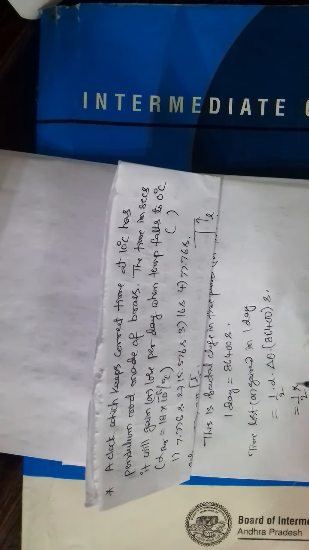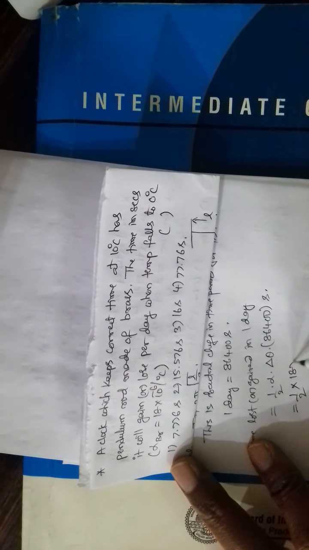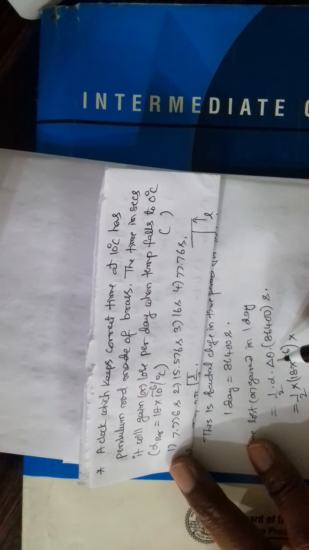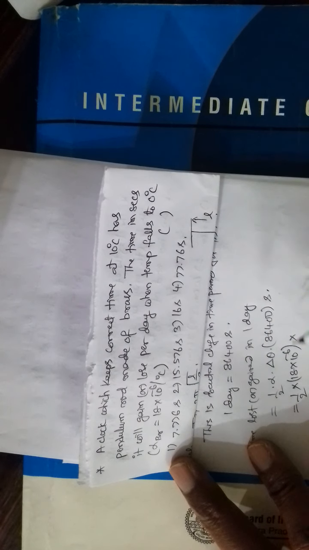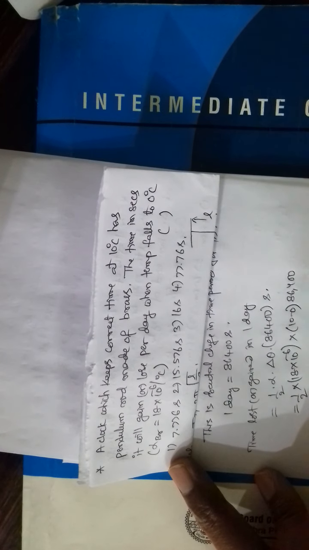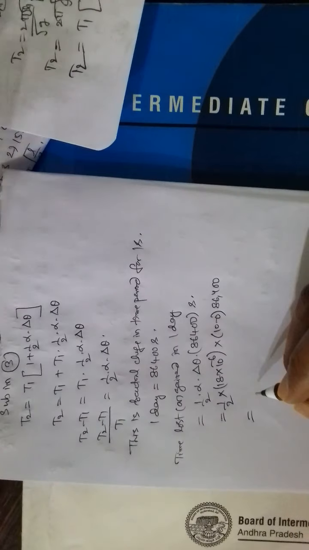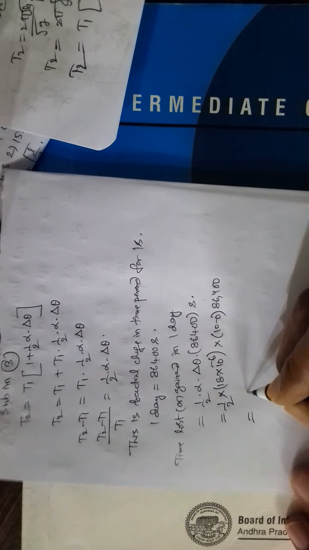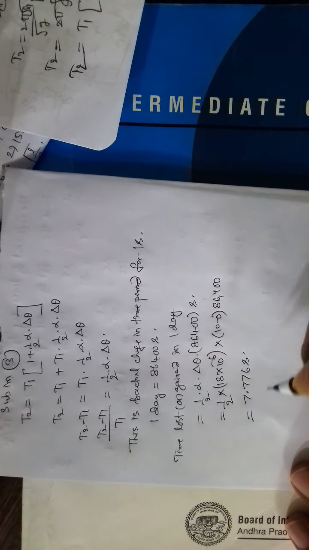1 by 2 into alpha value, brass, 18 into 10 power minus 6, delta theta, change in temperature, here 10 degrees, 10 minus 0, into 86,400 seconds. We get the answer 7.776 seconds.